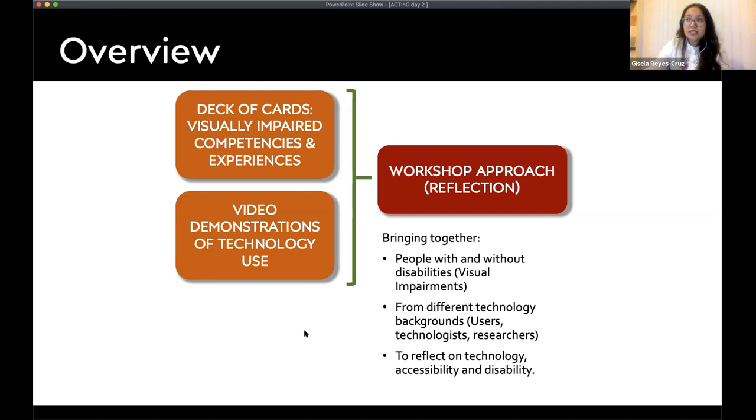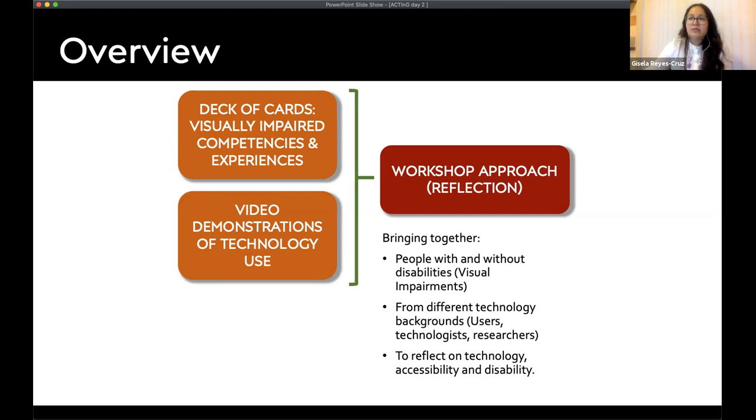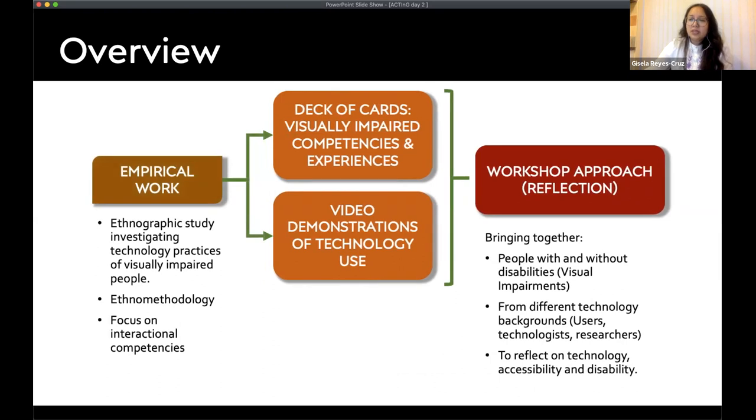And these 2 materials are heavily rooted in empirical work, of which I'm not going to talk a lot, but we have a paper on this in case you are interested. This was an ethnographic study in which we investigated technology practices of participants. And through ethnomethodology, we focused on the interactional competencies of people. Instead of focusing on the things that they cannot do or the issues that they encounter, we wanted to know how they managed to accomplish their activities regardless of their visual impairments or because of their visual impairment.